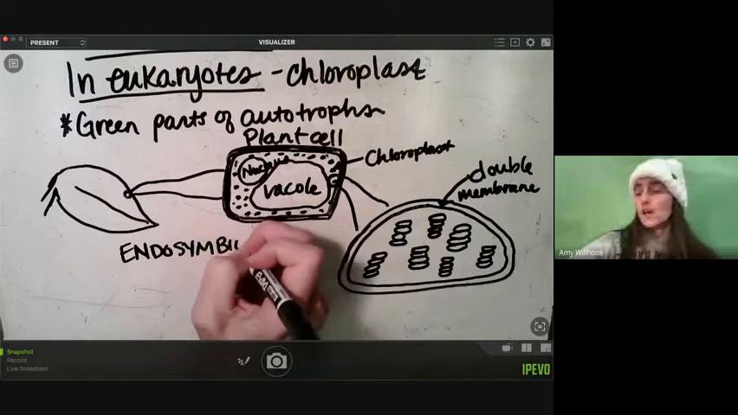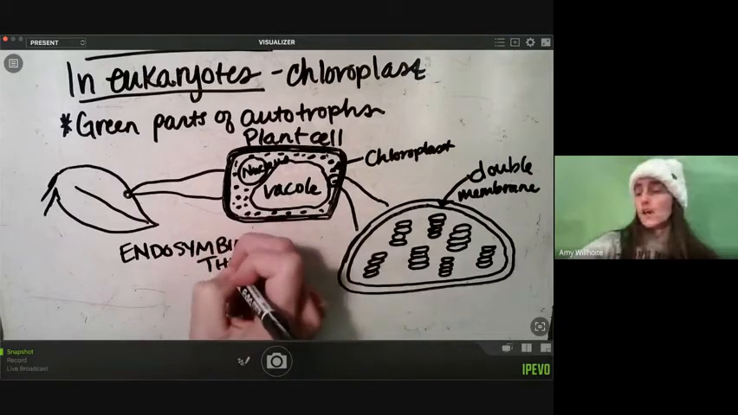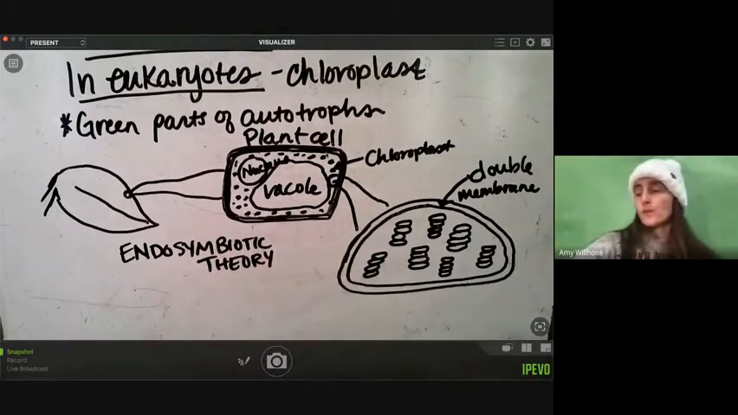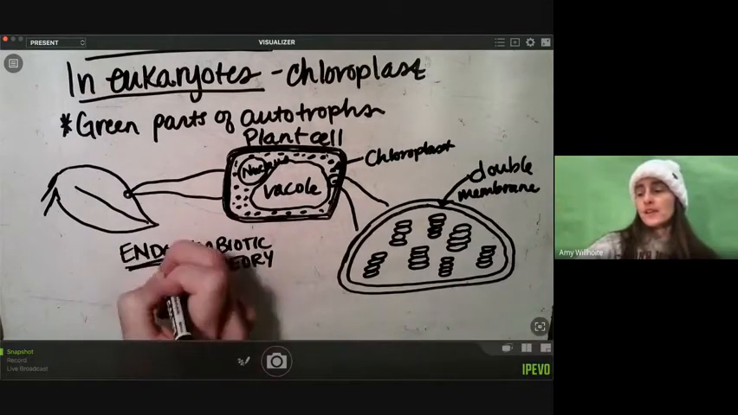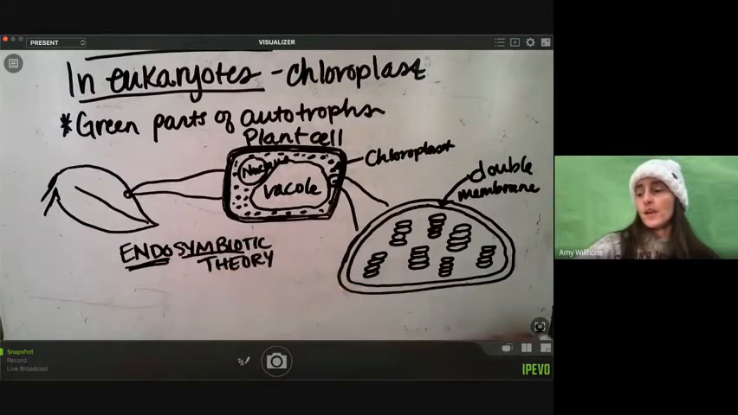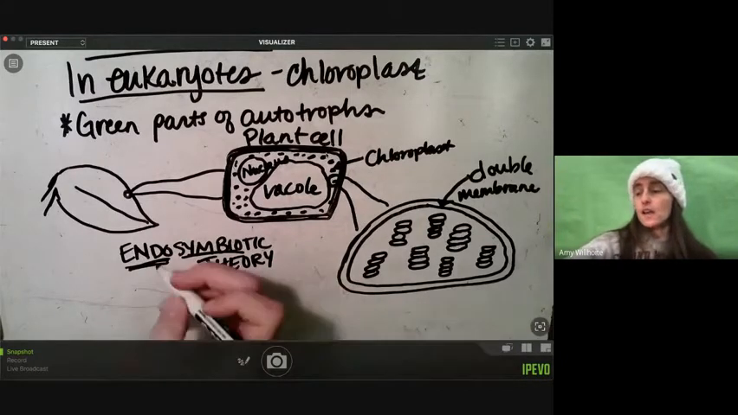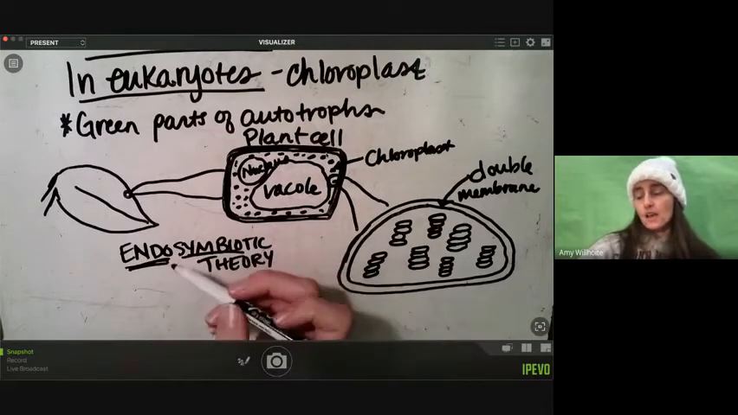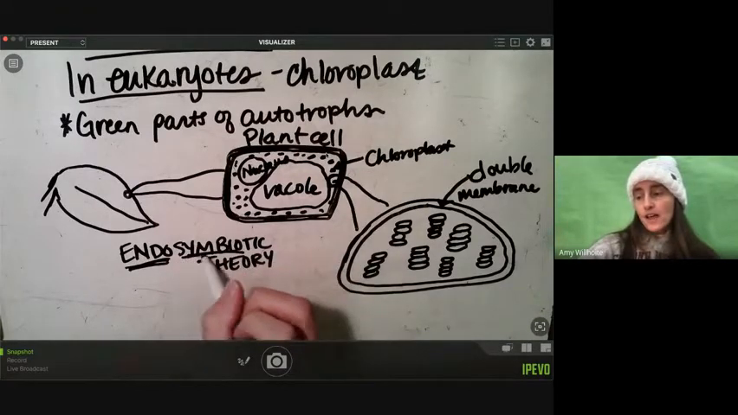Endosymbiotic theory. And this is where this double membrane comes from. So that's why I want to talk about it right now. Endosymbiotic theory states that, endo means inside, and symbiosis means life together. Maybe you've heard of mutualism, parasitism, stuff like that. So endosymbiotic means a life together inside kind of theory.